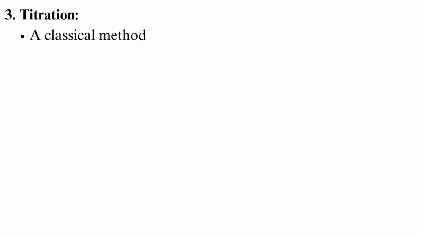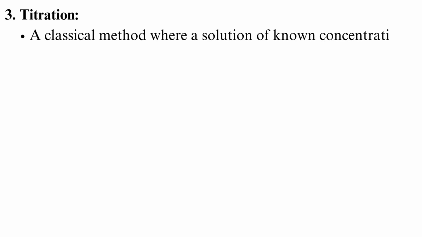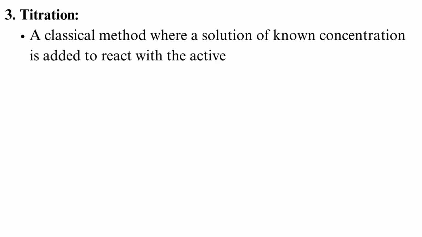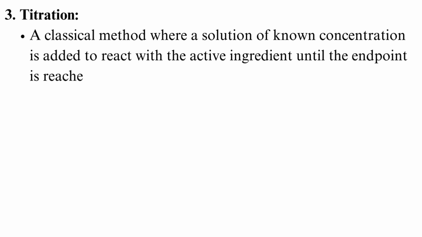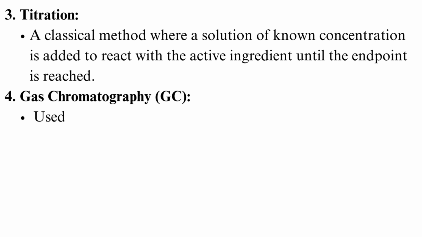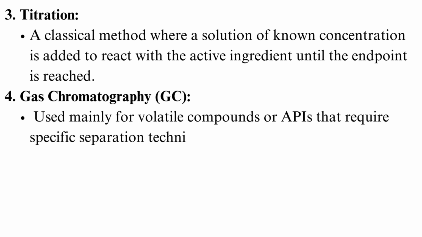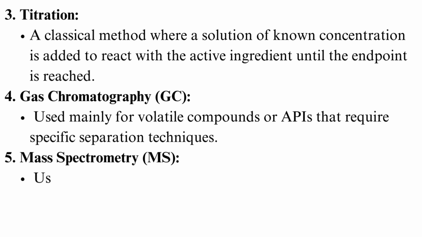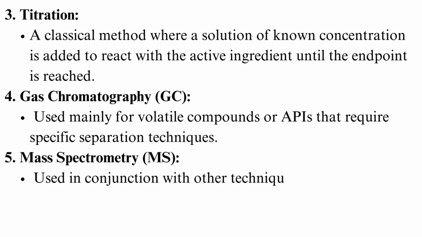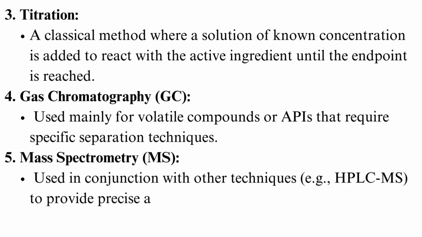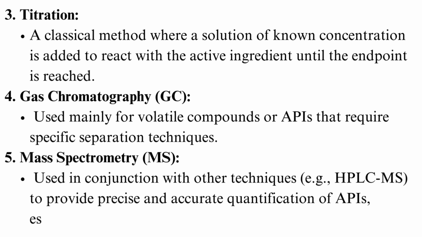Titration, a classical method where a solution of known concentration is added to react with the active ingredient until the endpoint is reached. Gas chromatography, used mainly for volatile compounds or APIs that require specific separation techniques. Mass spectrometry, used in conjunction with other techniques to provide precise and accurate quantification of APIs, especially in complex mixtures.